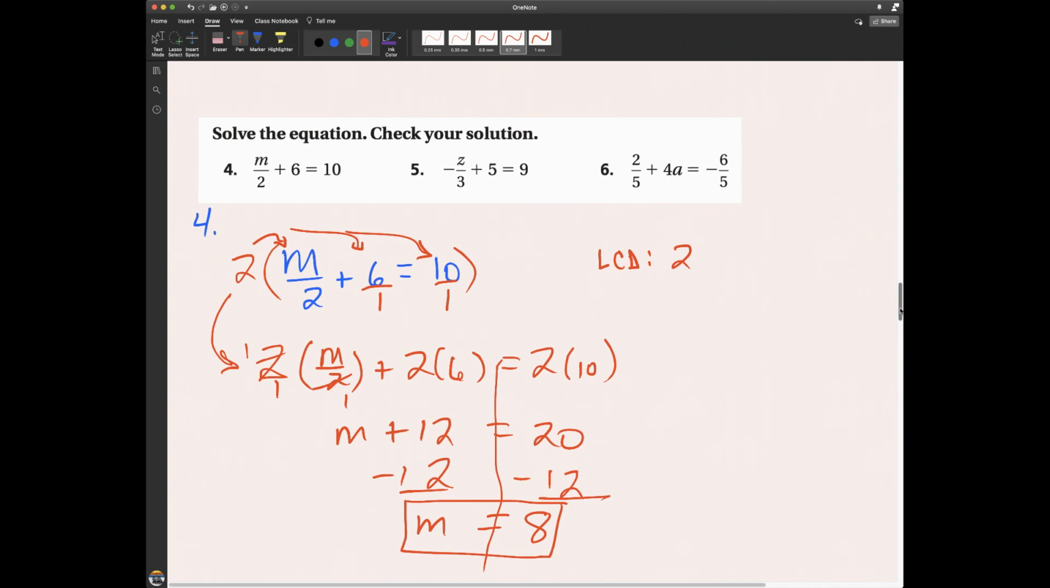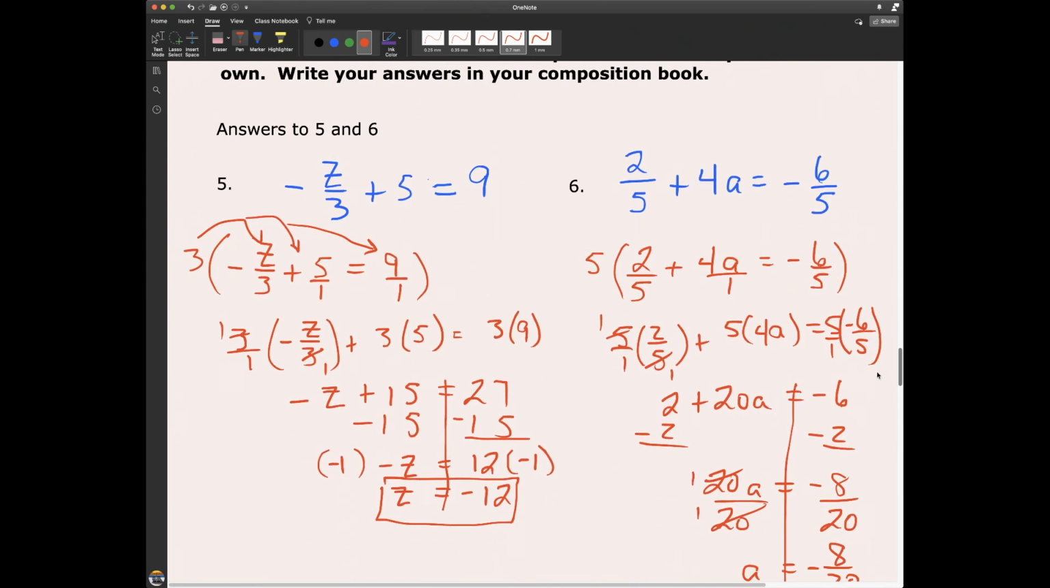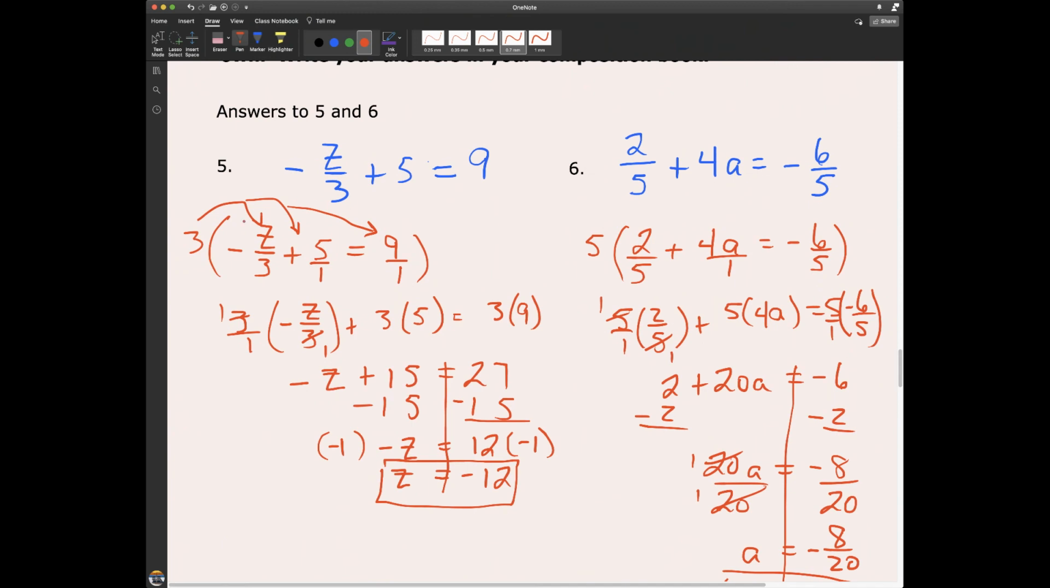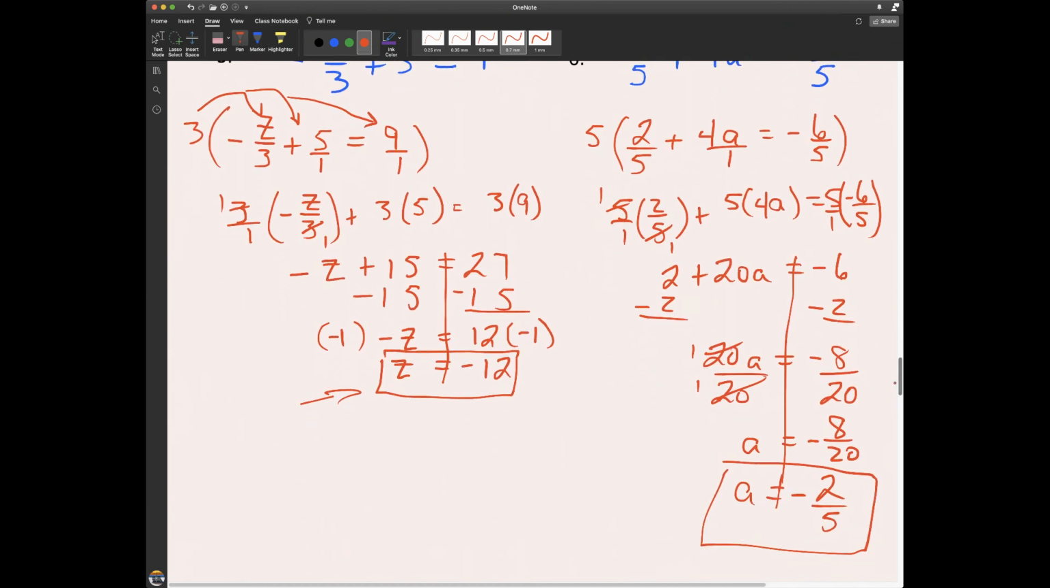All right, so we're back, and hopefully you were able to work out the solutions to problems 5 and 6. So let's take a look at what we got here. For number 5, I multiply this equation by the least common denominator, which is 3, and I do all the work, and I end up with z equals negative 12, which is the correct answer. And then for number 6, a little bit more work down here, I end up with a equals negative 2/5. The least common denominator was 5, and you can see the work that I did.